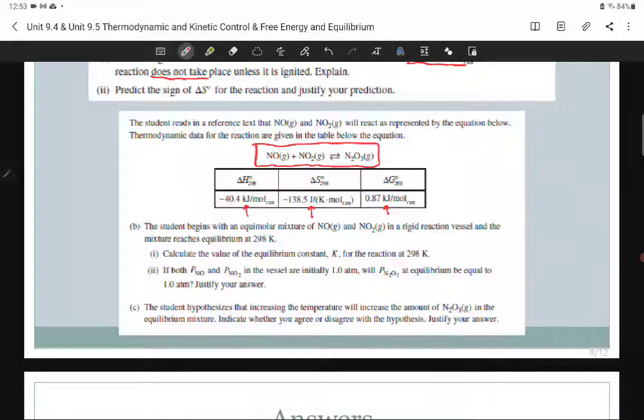Let's see here. Calculate the value of K. Well, remember that if you have a delta G, you can figure out K. If you have a K, you can figure out delta G. So I guess I'll just put it here. Whoops. I have to put my negative in there.